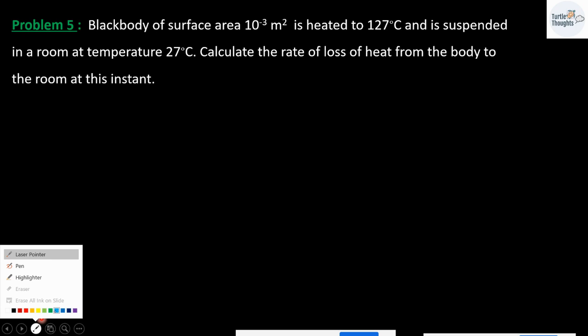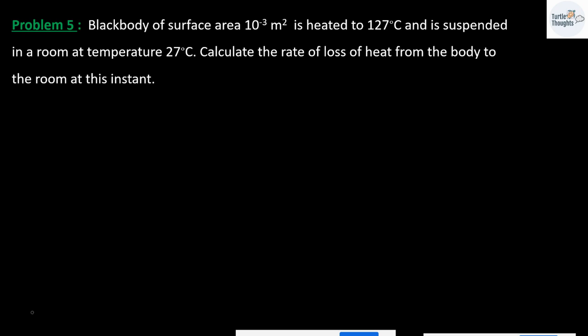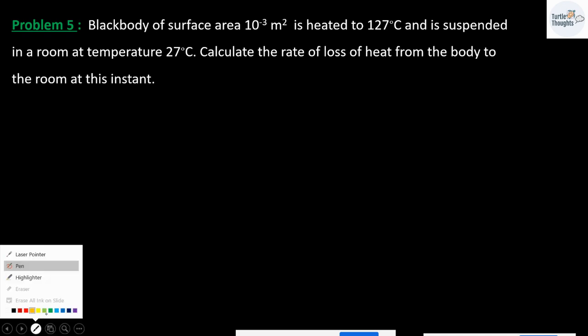We have a last problem for today's class. Problem 5. A black body of surface area 10 raised to the power minus 3 meters squared is heated to 127 degrees Celsius and is suspended in a room at the temperature 27 degrees Celsius. Calculate the rate of loss of heat from the body to the room at this instant.